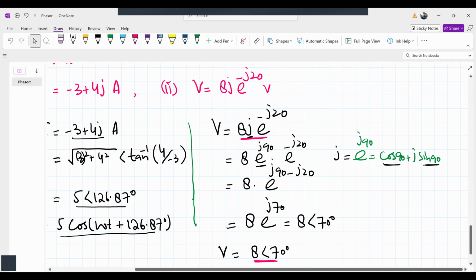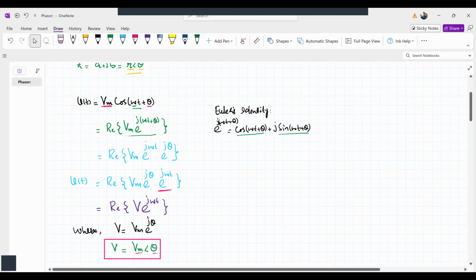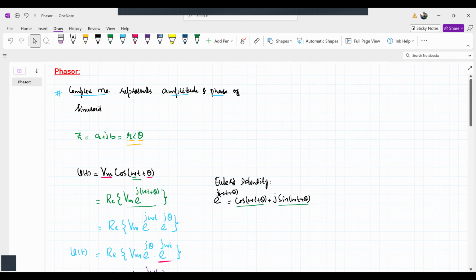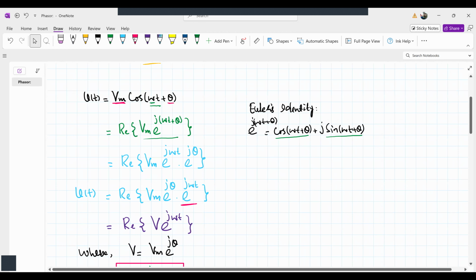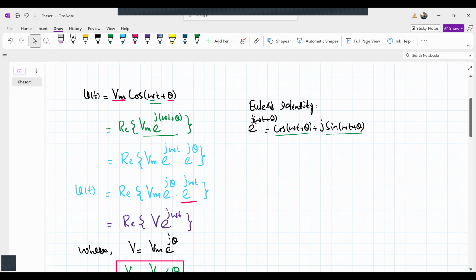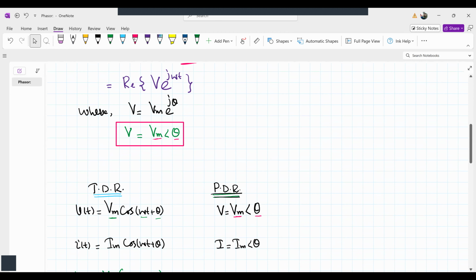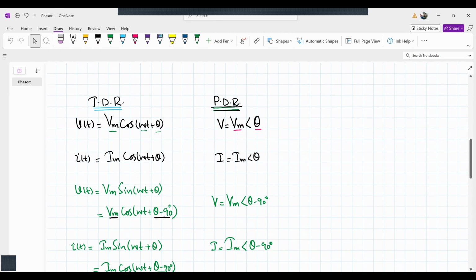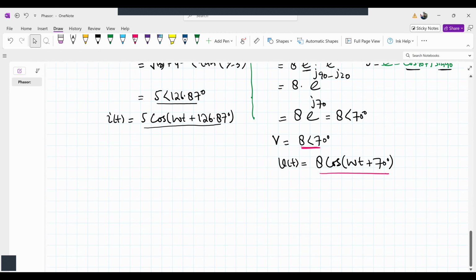So what we learned so far? What is a phasor? Phasor is simply a complex number that models the amplitude and phase of a sinusoid. Now we know how to write a complex number in polar form and rectangular form. So we started with the basic sinusoid in time domain. Then using some algebra, we convert it into phasor representation. Okay, then we solved some examples to understand this concept.